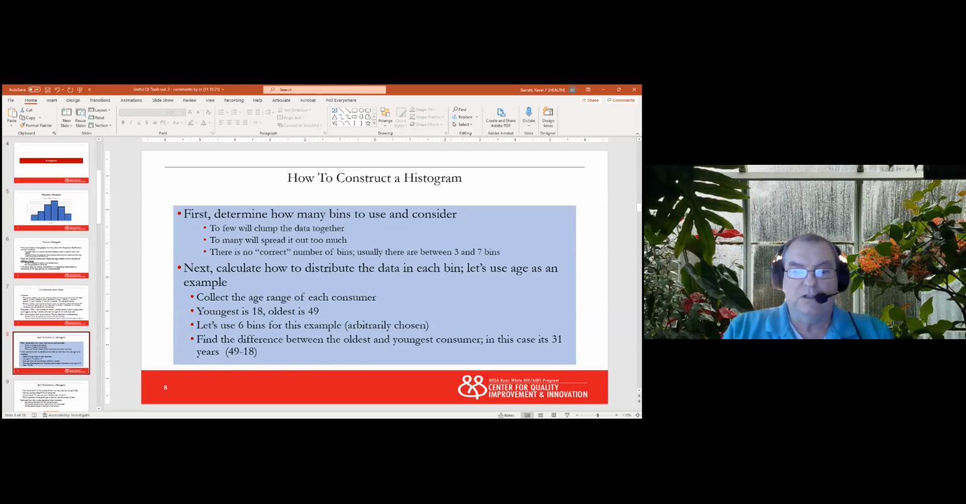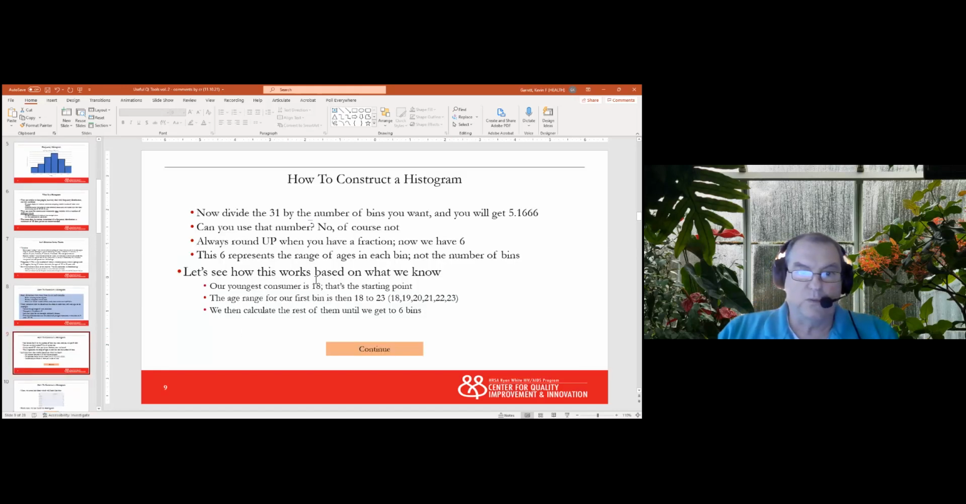So I've put everything into an age range, 18 being the youngest, 49 being the oldest, okay? And then I find the difference between the youngest and the oldest. In this case, it's 31. 49 minus 18, right? So 31 becomes important because when I want to figure out the bins, you could call it the width of the bins or the category of the bin, I divide that 31 by the number of bins you want. So I have a real number that I calculated between the youngest and the oldest.